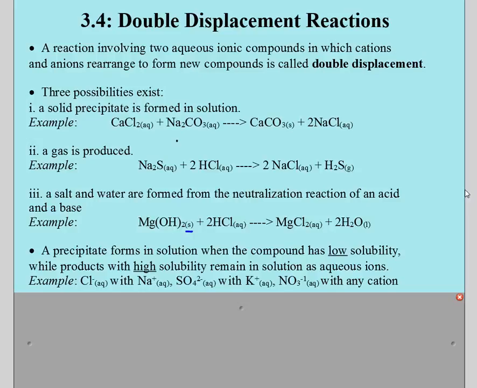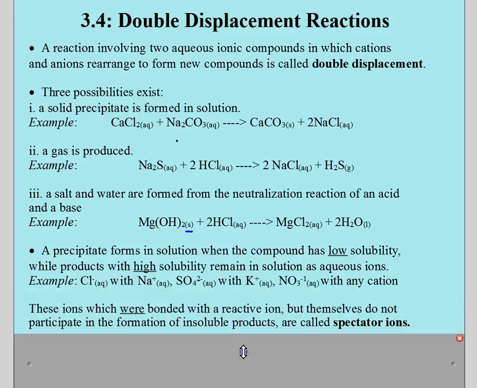Nitrate with any cation has very high solubility. There are really no positively charged ions that will actually precipitate in the presence of nitrate. So again, those types of combinations, it's not just each ion on its own, but those types of combinations are not going to produce a precipitate because they have very high solubility in the presence of the other.